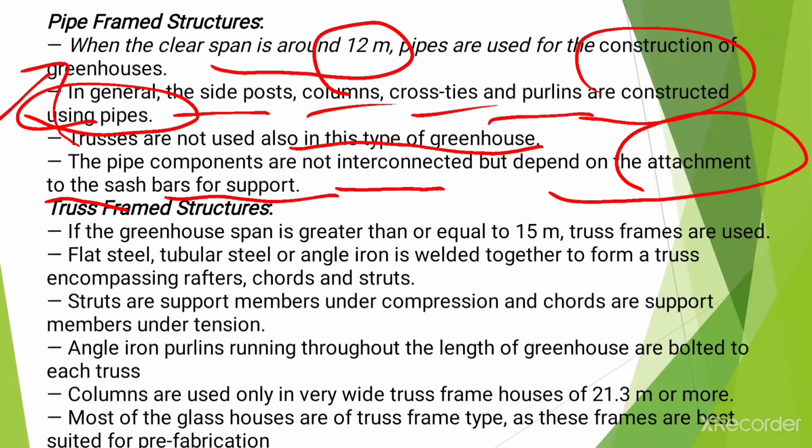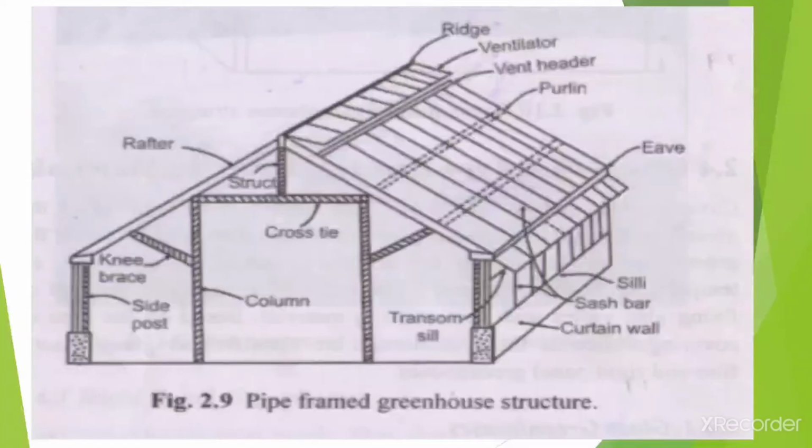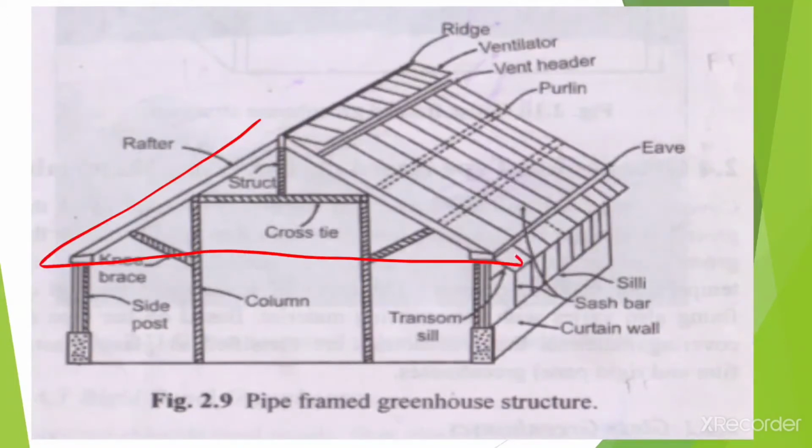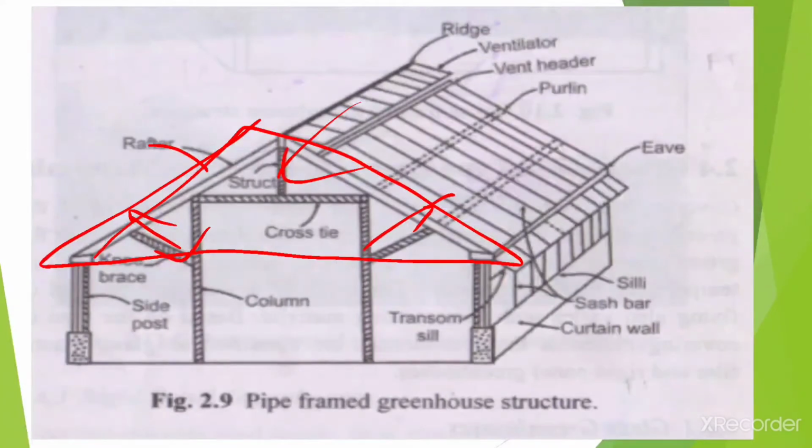Then the next type, that is truss framed structures. Before that, let's know about the different terms related to truss framed structures. The question is, what is meant by truss? Actually, truss is a structure made up of different components like rafters, struts, chords, etc. So in short, a truss structure is the combination of different structural members.